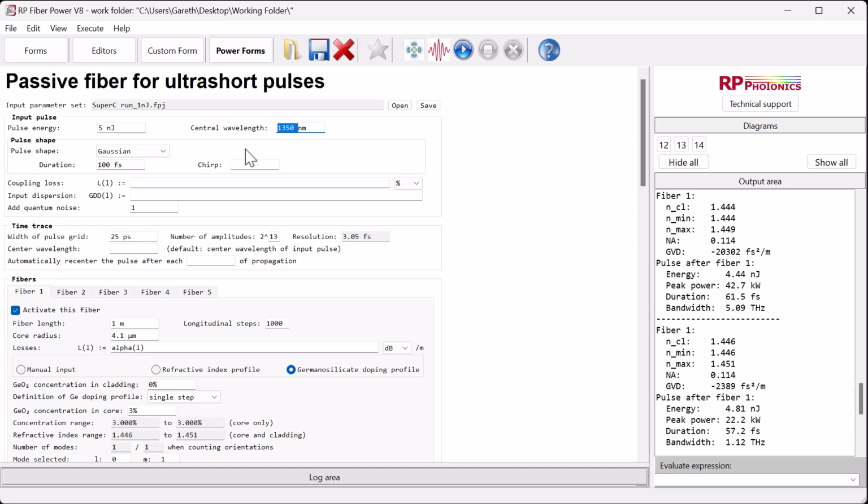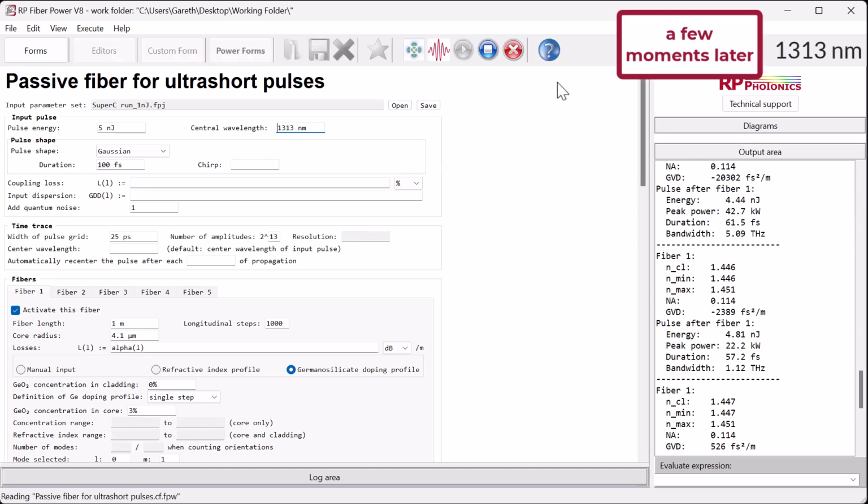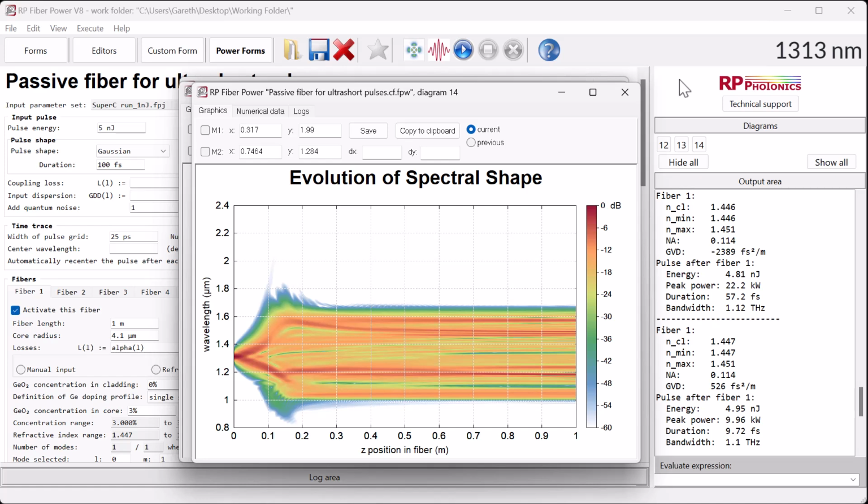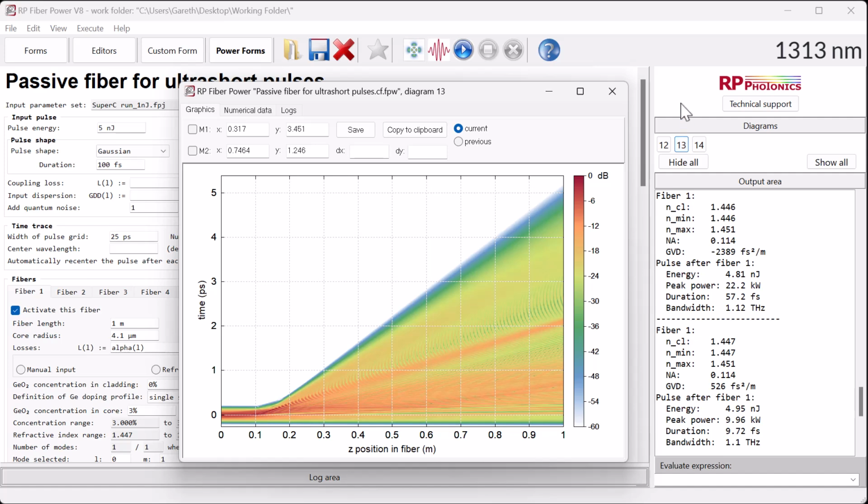Next, we set our input pulse wavelength to exactly the zero dispersion wavelength of 1313 nanometers. We see even less spectral broadening, because the temporal broadening is not reduced as we may have expected. Light with a large spectral bandwidth can obviously not escape the higher order dispersion.